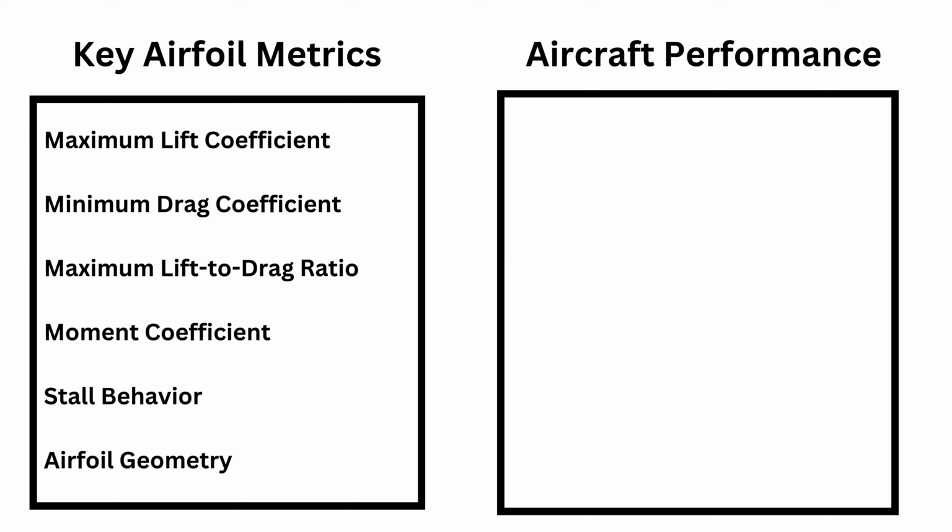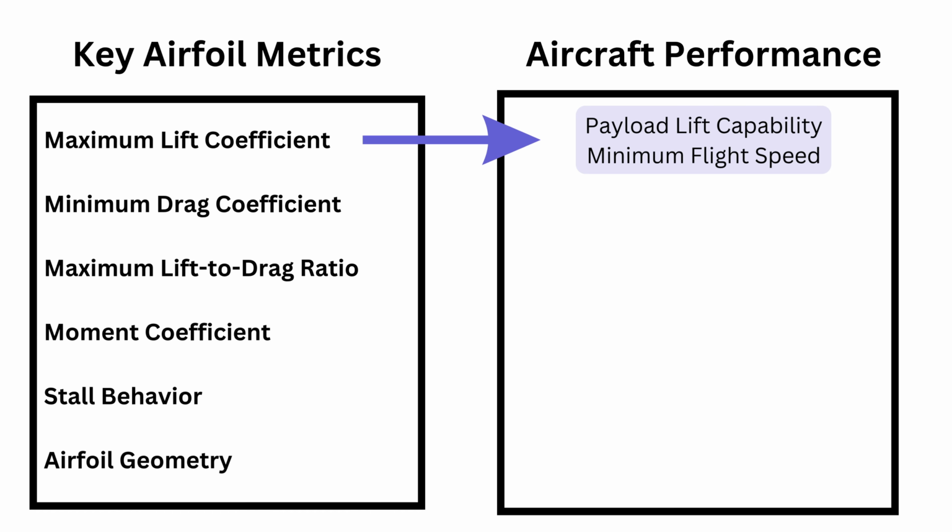Let's study how each of these parameters affect the overall performance of the aircraft. Understanding this will allow us to judge which airfoil is most suitable for our design. The maximum lift coefficient measures the amount of lift an airfoil can generate before it stalls. Airfoils with a higher CLmax allow the aircraft to carry heavier payloads and reduce its minimum speed, also known as stall speed. The minimum drag coefficient measures how much drag the airfoil generates. Therefore, airfoils with lower CD-min will allow the aircraft to fly faster.